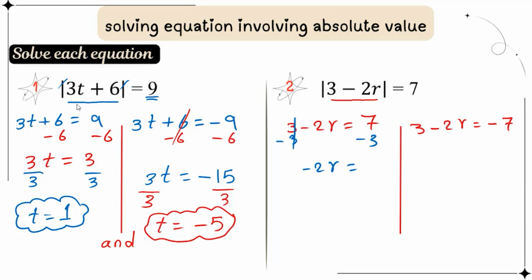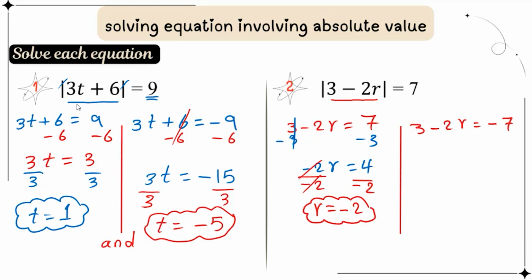-2r equals 7 minus 3, which will be 4. Now we need to cancel -2. -2 is multiplied with r. That's why we divide by -2 on both sides. Then negative divided by negative will be positive 1. R equals 4 divided by -2, which will be -2. Then the first solution here will be r equals -2.